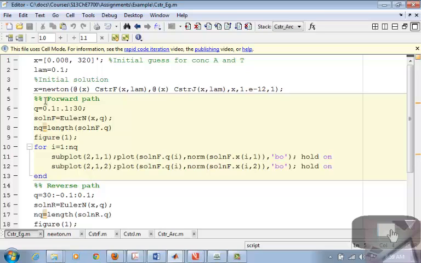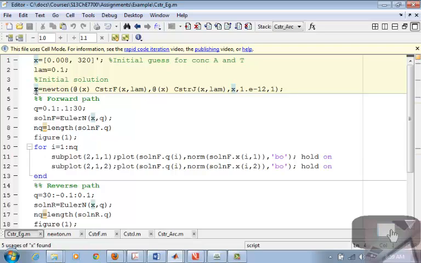Then I say SOLNF, that is a solution in the forward path, I just labeled it as F, is equal to Euler of X, Q. Now Q is going to be a vector here. Okay? It's going to take all the values that were defined there. X is going to be what? The previously converged Newton solution for Q equal to 0.1. It should actually be a very good guess for the first iteration. So you need to generate the first iteration and then you can start the Euler-Newton.